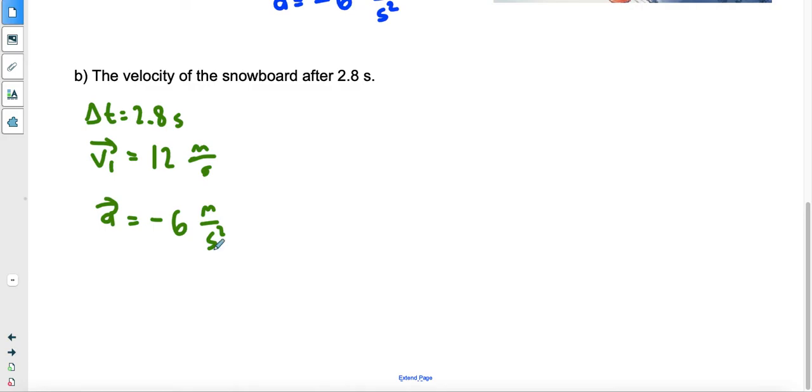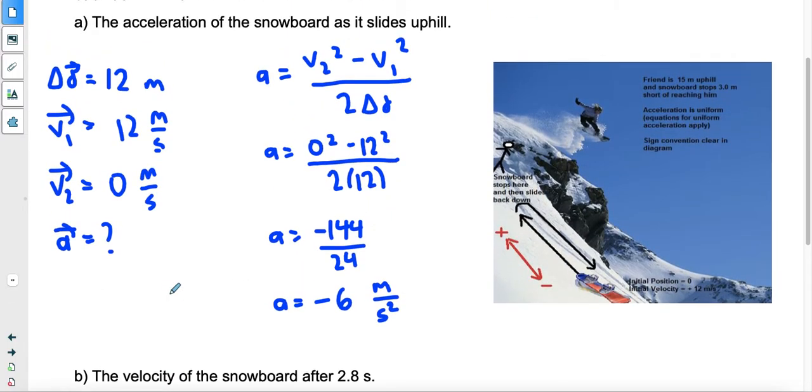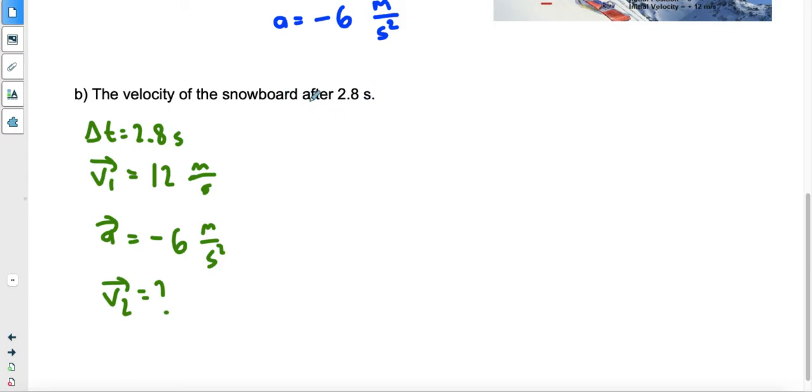And we're trying to find the final velocity. So you'll notice here in this situation, the final velocity is different. Right? The final velocity is not going to be the same, because we're looking at different situations here. In the first case, the final velocity was the velocity when the snowboard reached the top of the hill. The velocity after 2.8 seconds is going to be different. We don't know what that is. That's what we're trying to find here.